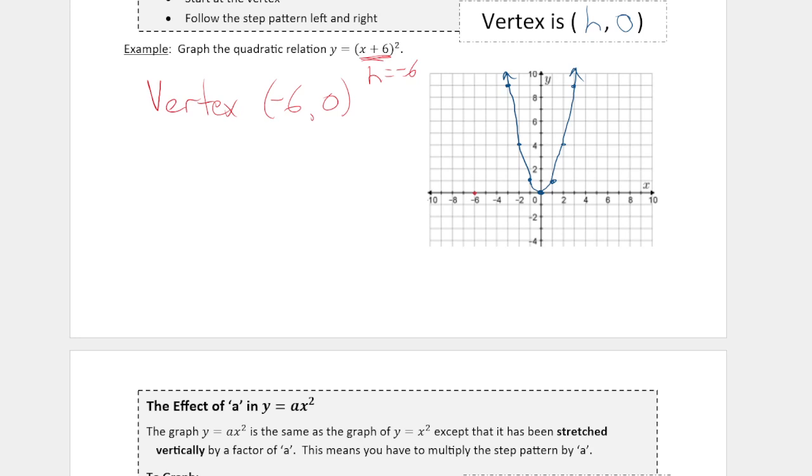And then we find our other points with our step pattern, which is 1, 3, 5 again. So over 1, up 1, over 1, up 3, over 1, up 5. And then we have to mirror it on our axis of symmetry. And that's all it takes. We draw our lines through. And we should probably label whenever we graph something. So this is y = (x + 6)², whereas this one is just y = x². That's all there is to it.